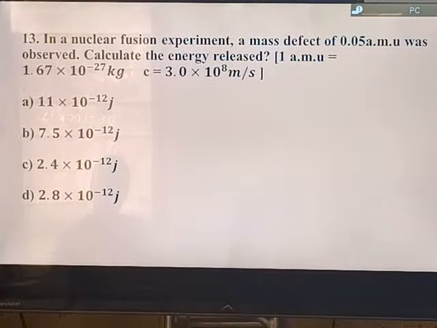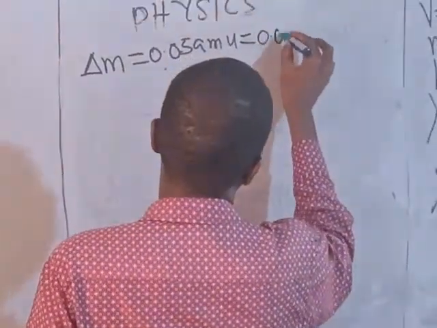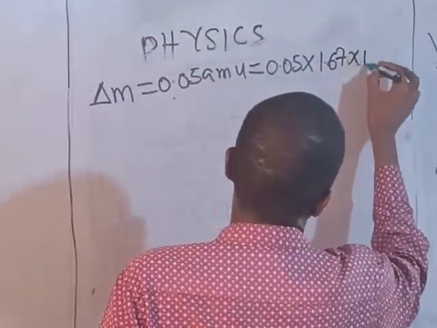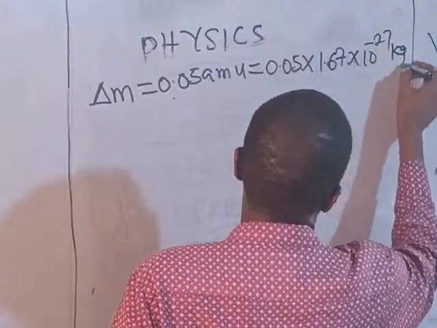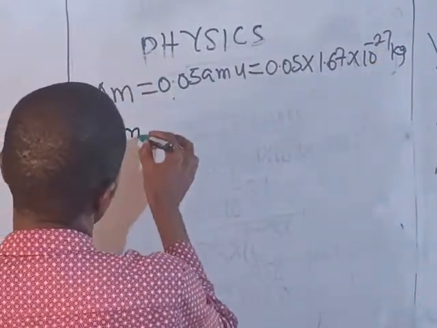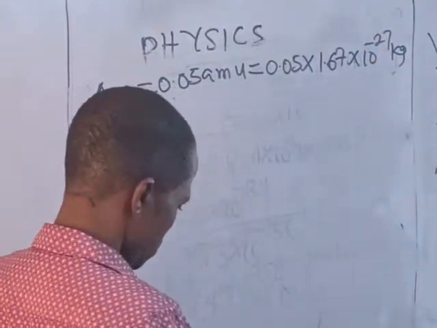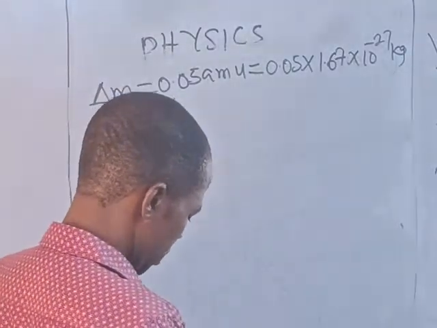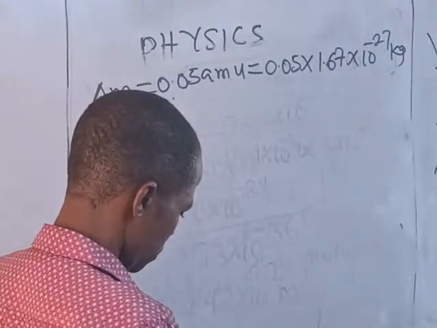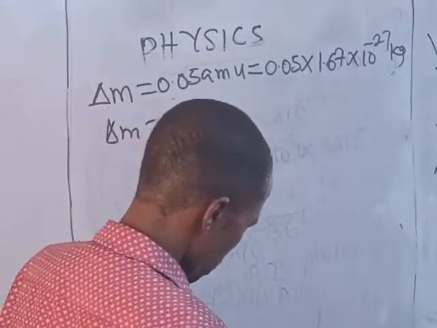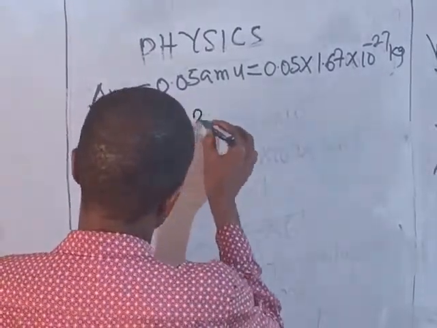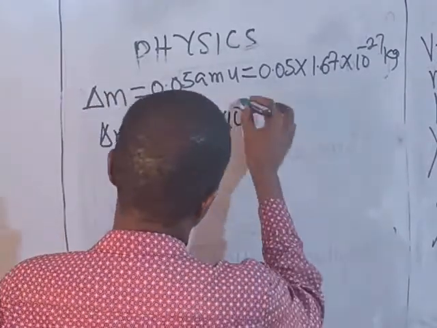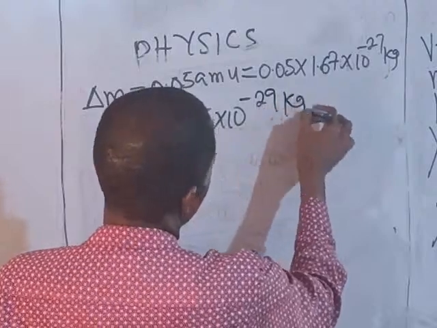So which means this one is the same thing as 0.05 times what? 1.67 times 10 to the power minus 27 kilogram. What will that give us now? If you multiply that, 0.05 times 1.67 times 10 to the power minus 27, that will give us 8.35 times 10 to the power minus 29. Minus 29 what? That's kilogram.